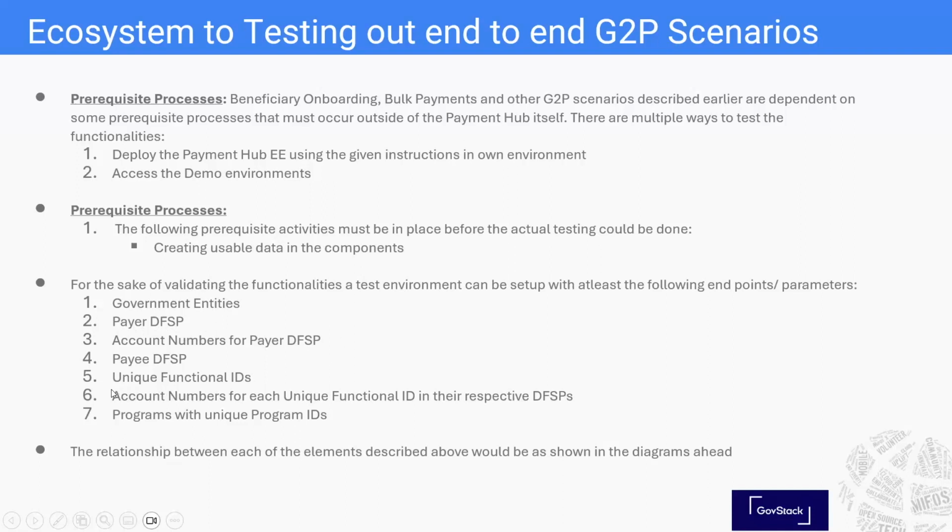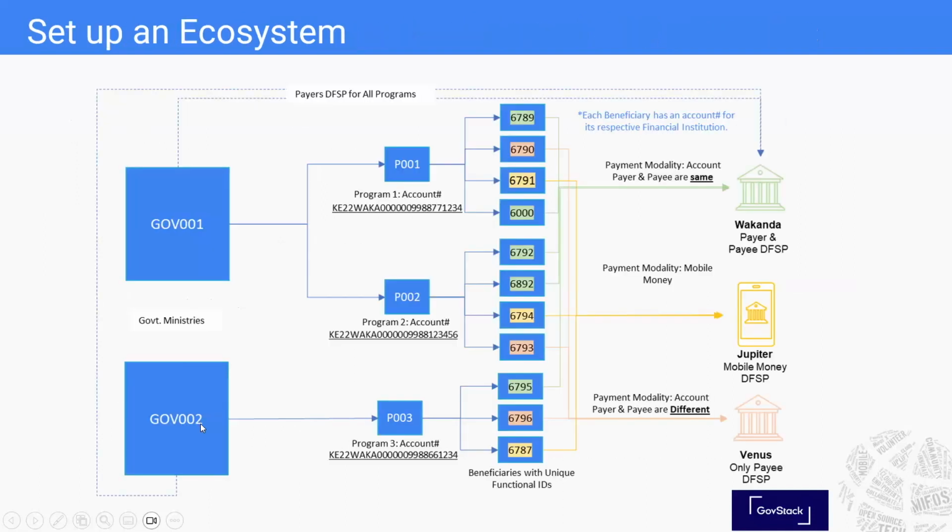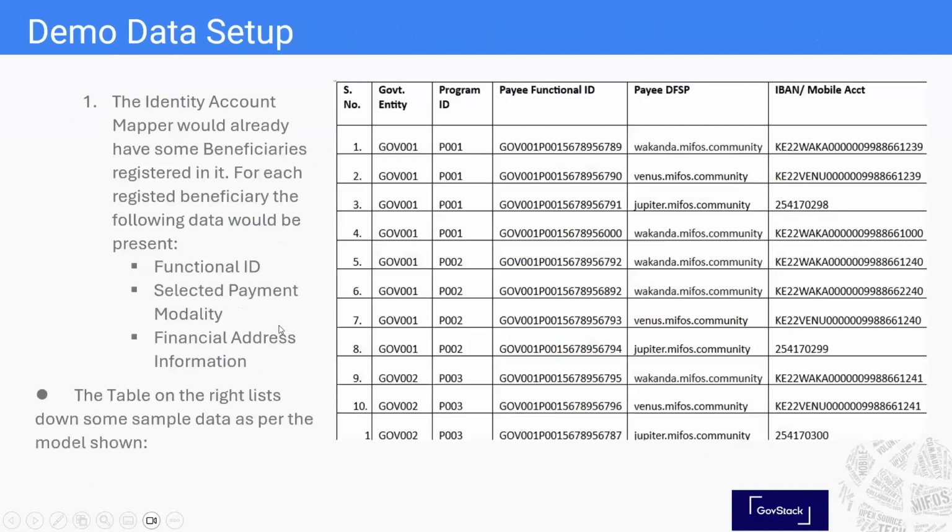Then we should have some beneficiaries set up, and each of those beneficiaries should be allocated some unique functional IDs. For those unique functional IDs, there should be specific account numbers. They could be account numbers or mobile wallet numbers, and some program IDs should be created, or some programs should be set up. Just to give you an idea of what we're talking about, we'll come to this visual later.